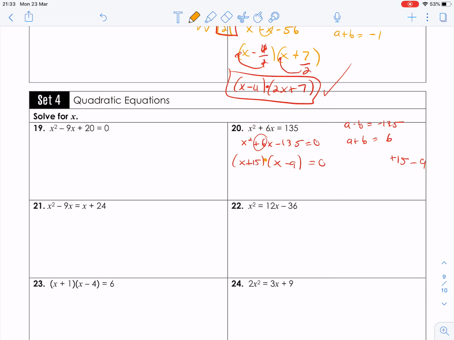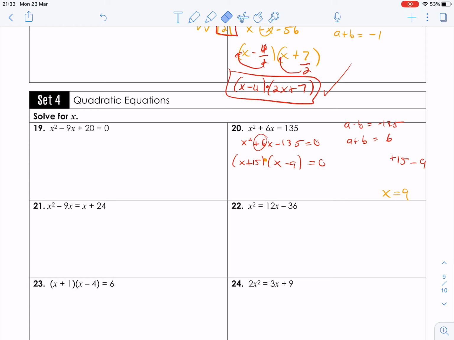Since we're multiplying here, what if I divided both sides by one of these? So x plus 15 divided by x plus 15, they cancel out. And we get x minus 9 equals 0. And then we solve. Because 0 divided by x plus 15, the 0 is like a black hole. 0 divided by anything is just 0. So goodbye. So x minus 9 equals 0. We get x equals 9. That's one solution. And then we go back.